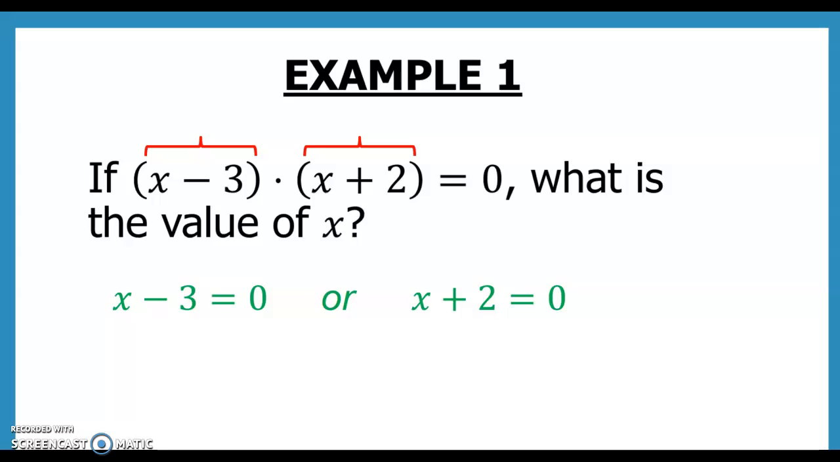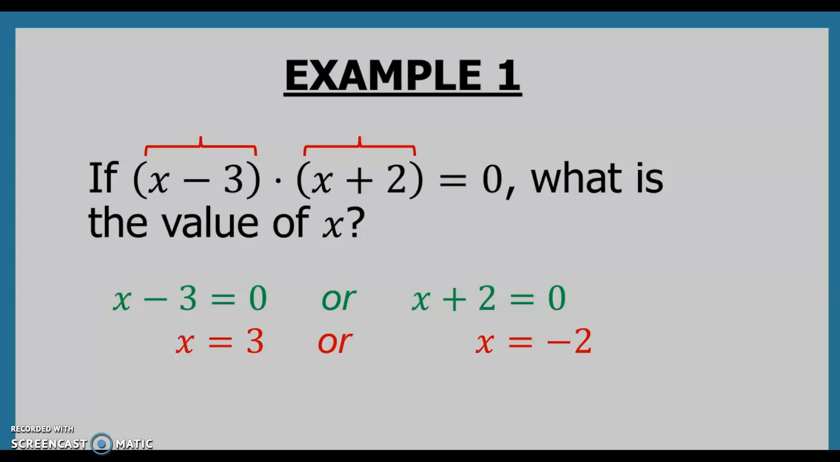On the first one, I add 3 to both sides and I get x = 3, or I subtract 2 from both sides of the second equation and I get x = -2. So the solutions, or the zeros of this function, are x = 3 or x = -2. Let's look at another example.